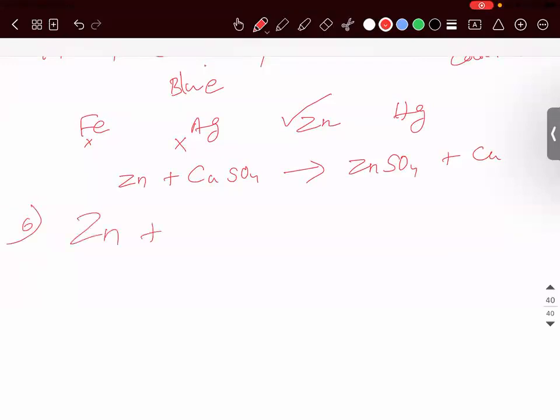Zinc plus steam will give A plus B. What is that? Zinc oxide.